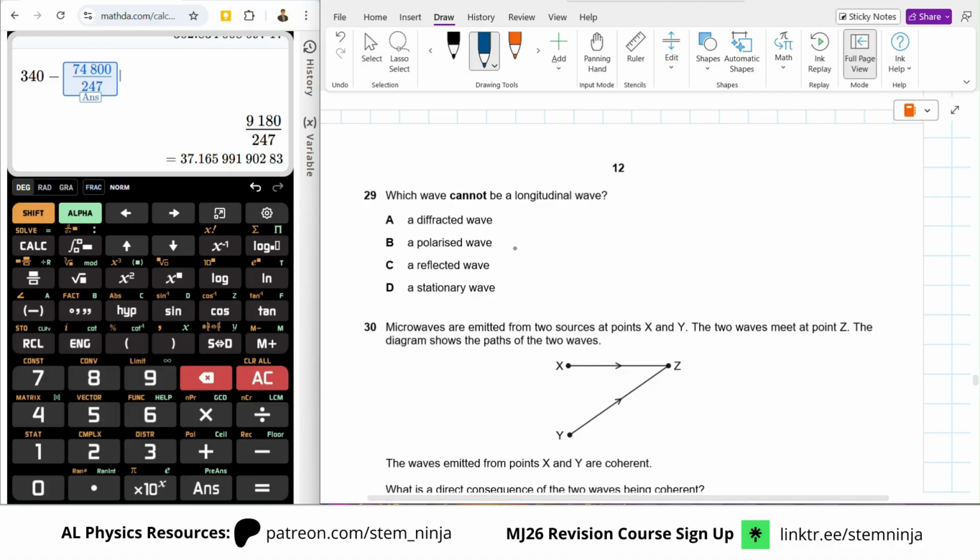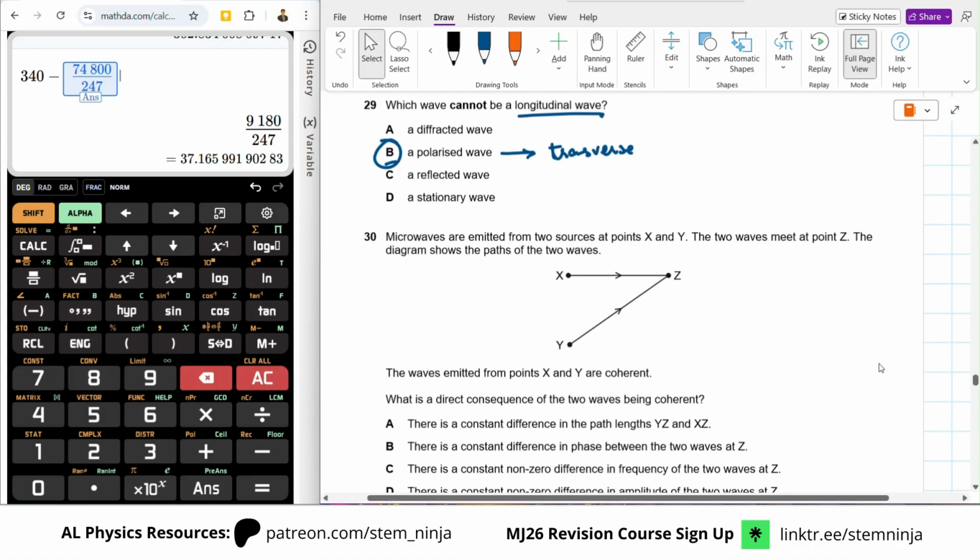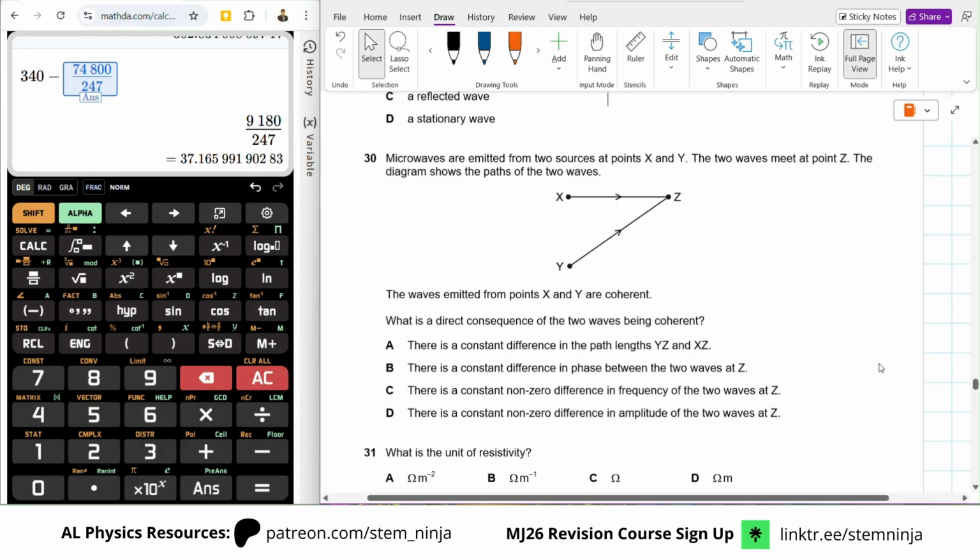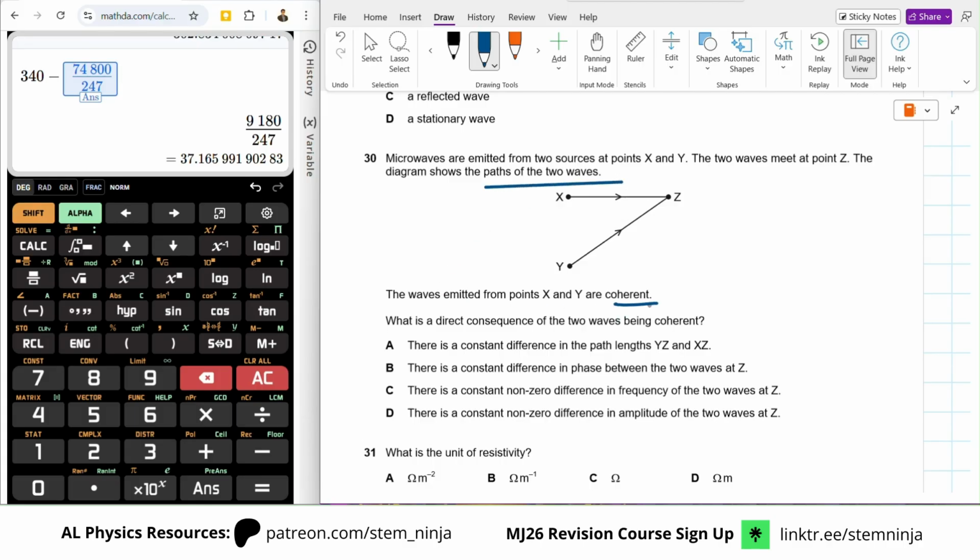Which wave cannot be a longitudinal wave? And this is a very simple one, a polarized wave, because a polarized wave is always a transverse wave. That is one of the distinguishing qualities of transverse waves. Microwaves are emitted from two sources at points X and Y. Two waves meet at point Z, and the diagram shows paths of two waves. Waves emitted from points X and Y are coherent. What is the direct consequence of two waves being coherent?